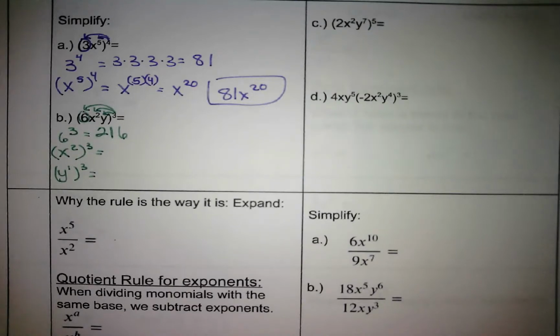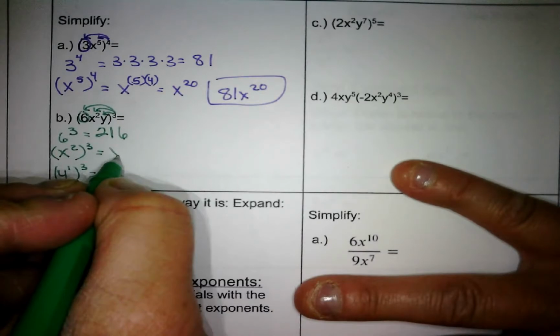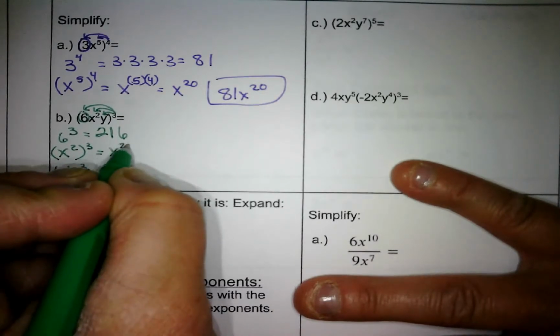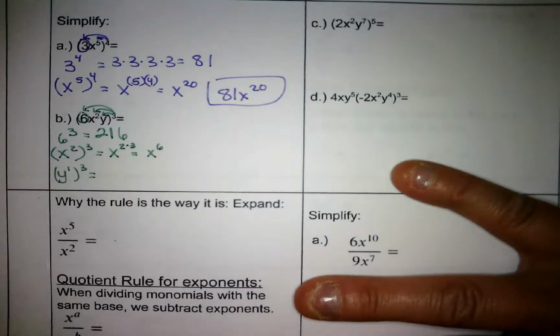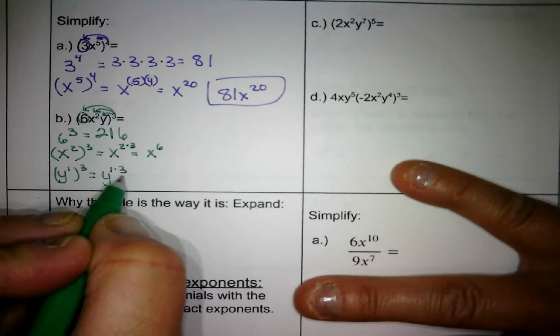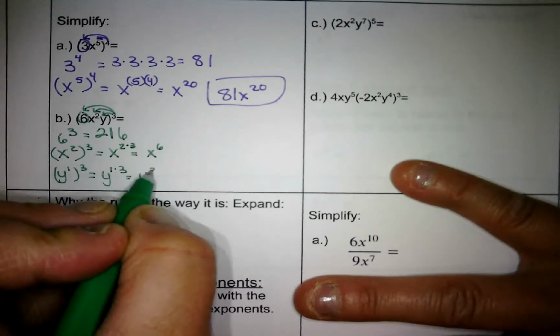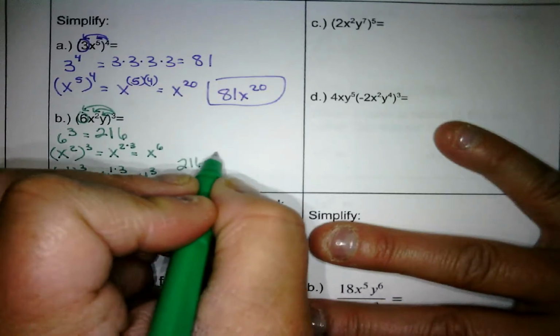Okay, so let's go ahead and do x squared to the 3rd power. So that's really x to the 2nd power times 3, which is 2 times 3 is 6. And then we're going to do y to the 1st power times 3, which is y to the 3rd power. So our final answer here will be 216 x to the 6th y to the 3rd.